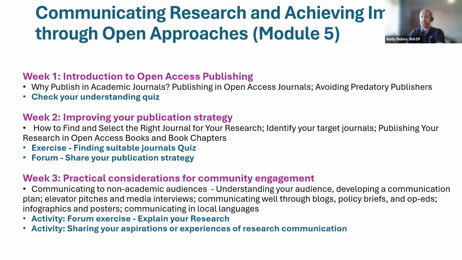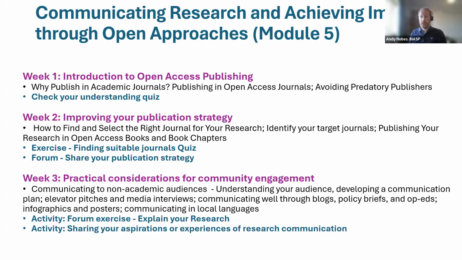In week 1, we talked about why publish in academic journals, publishing in open access journals, and avoiding so-called predatory publishers. And there's a short quiz to check your understanding on that. And then week 2 is on improving your publication strategy. We go a bit deeper into how to find and select the right journal for your research, how to identify target journals, and publishing in open access books and book chapters.